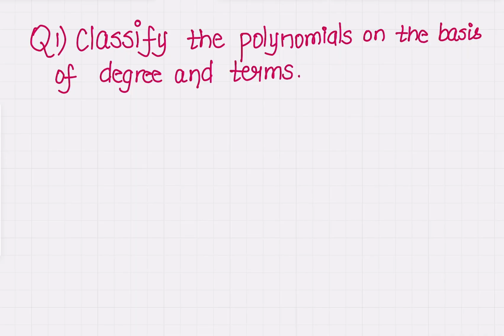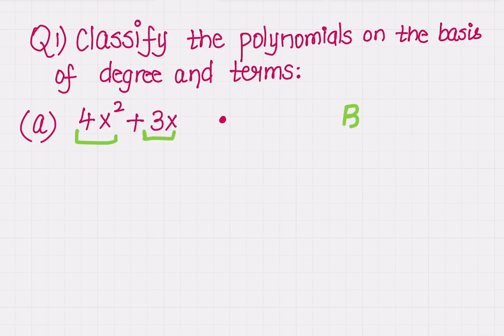So in the last section, we were looking at types of degrees and types of terms that are available. So let us take a look at a question here where we have 4x squared plus 3x. So let's see what the type of polynomial this is. Now, as per the number of terms, we can say that this is a binomial, right? Because the number of terms it has is 2. So I can say that it is a binomial.